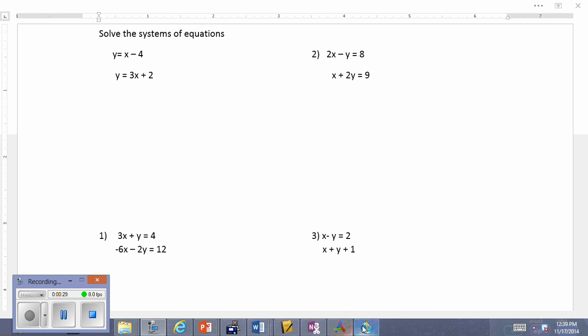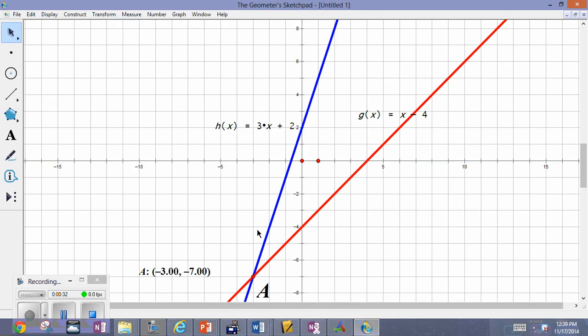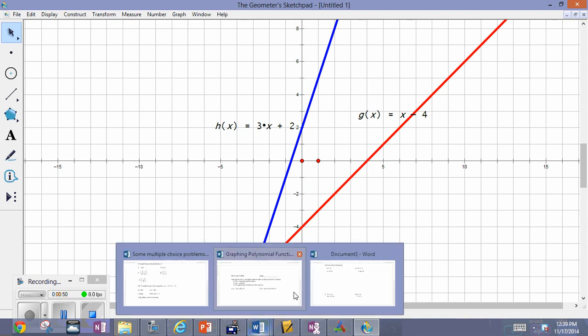I'm going to look at them on Sketchpad right here. Here they are, okay? Here's 3x plus 2, and here's x minus 4. And what we're looking for is to find where they meet. And Sketchpad tells us that they meet at -3, -7. So we want to find out how we can do the algebra to find out the same thing, okay?